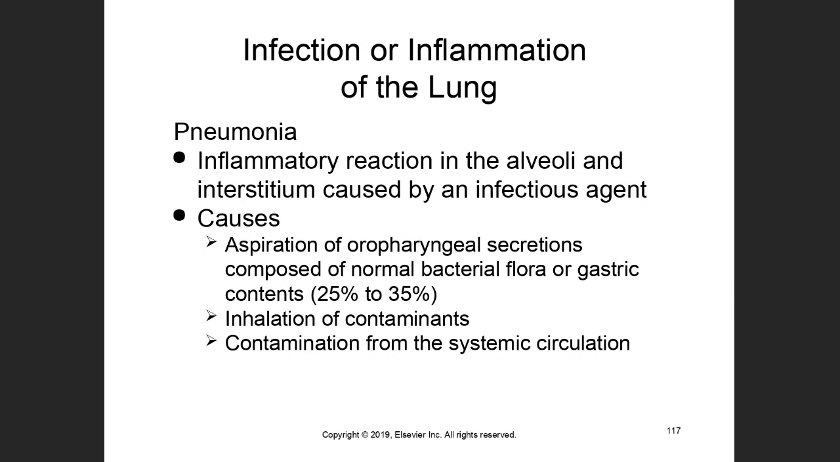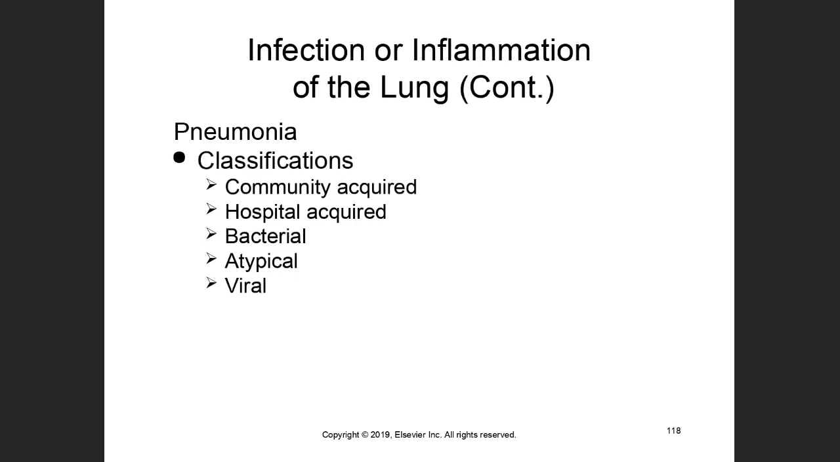Inhaling of contaminants and contaminants from the systemic circulation. Pneumonia classification: community acquired, hospital acquired, bacterial, typical, and viral. Those are one type of classification. Most of the time, they just classify pneumonia as community acquired and hospital acquired.